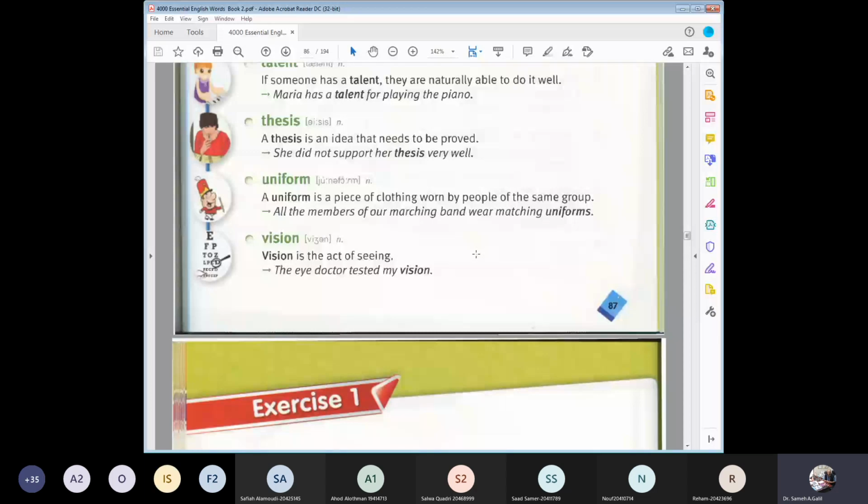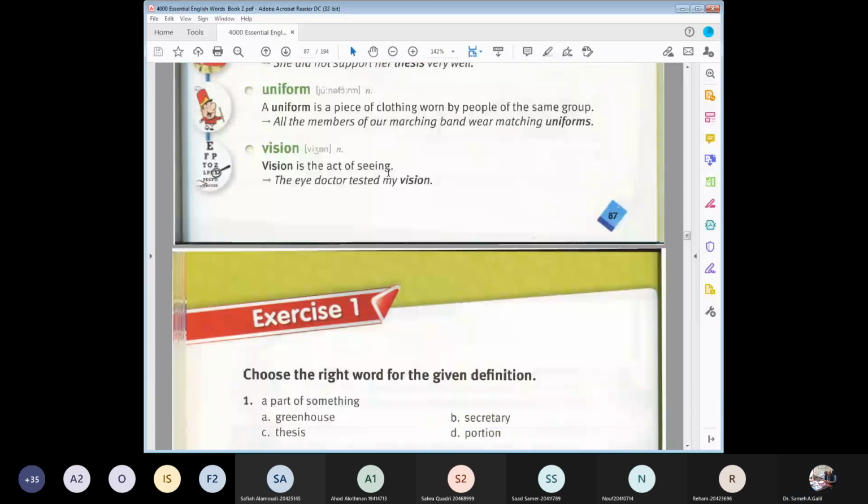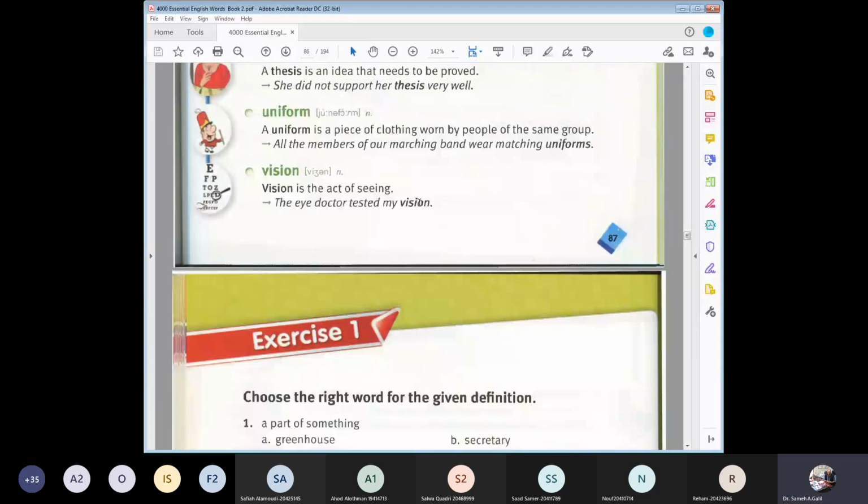I'm sure you still remember your school uniform and how it looked, what color. And then you have the word vision. So vision is the act of seeing. To see things means that you have vision. So the eye doctor tested my vision. So, got them? Can we have exercises on them?